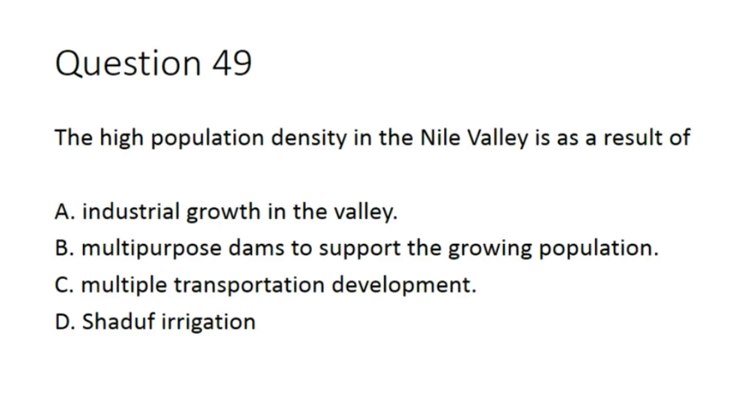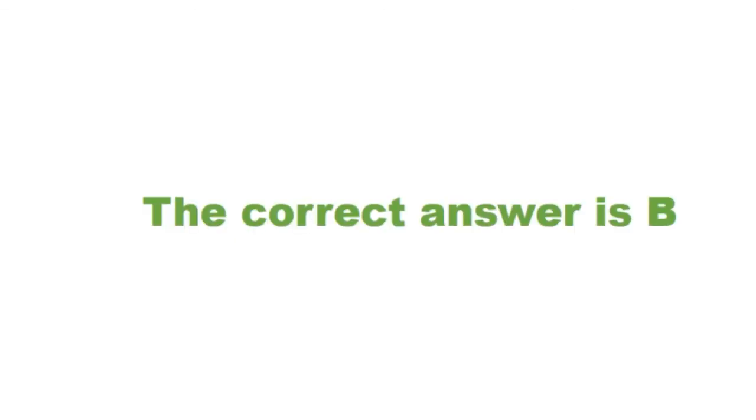49. The high population density in the Nile Valley is a result of A. Industrial growth in the valley, B. Multipurpose dams to support the growing population. Yes, multipurpose dams to support the growing population is the correct option.